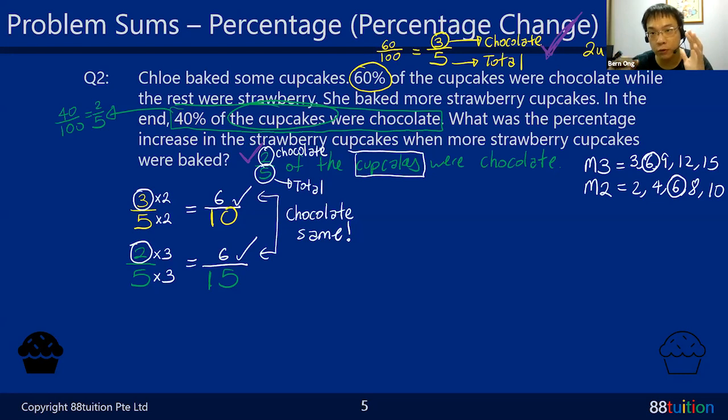So you must try to make both of them into a 6. How do you make them into a 6? Your 3 needs to times 2. Your 2 needs to times 3. That's the reason why you must times 2. All right, Chloe, I hope I answered your question.